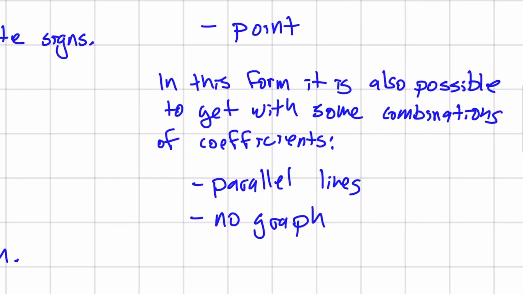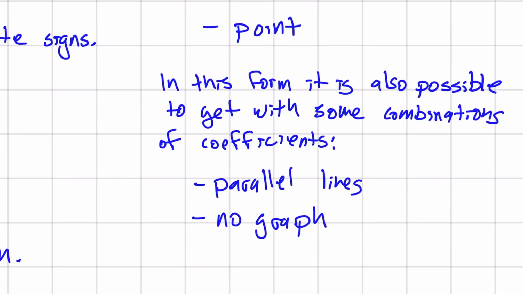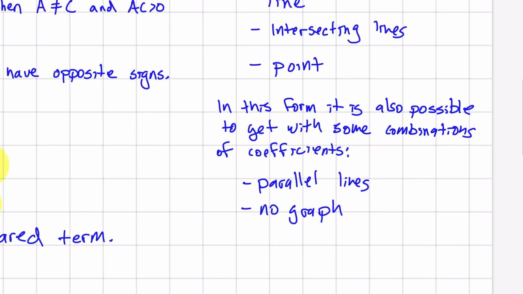And then also technically it is possible in this form, with the right combination of coefficients, to have parallel lines or even no graph. We saw that with Desmos. It's possible to have no graph, especially by moving that F to a value where you don't get any real roots that work.